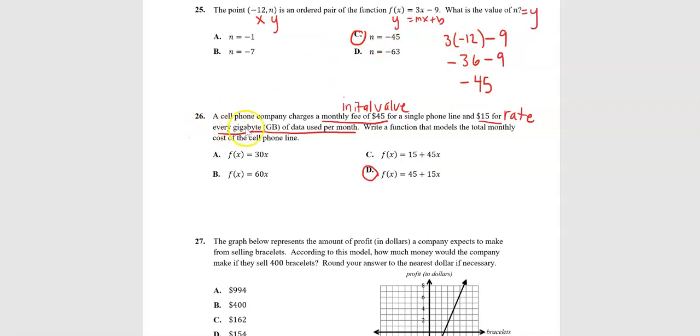For number 26, we have a cell phone company charging a monthly fee of $45 for a single phone line and $15 for every gigabyte of data used that month. Write a function that models the total monthly cost of the cell phone line. Well, we're going to say that the monthly fee is our initial value, okay, because that's getting charged just monthly, whereas our $15 is for every gigabyte used, so that's our rate. We're going to multiply 15 by every gigabyte. So our formula is going to be 45 for that monthly fee plus 15 for every gigabyte, D.